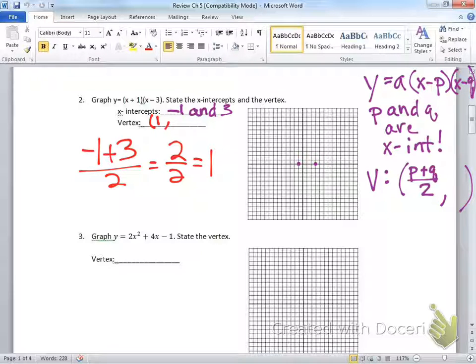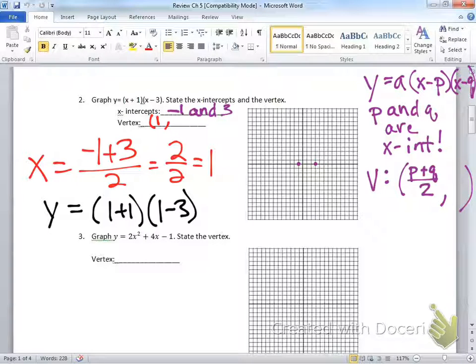And then we plug it back in to find the y value of the vertex. So y equals 1 plus 1, 1 minus 3, 2, negative 2. y equals negative 4. Okay, yes, but I was told to wait a second, so I'm waiting a second. Sorry. It's okay. It was at negative 3.